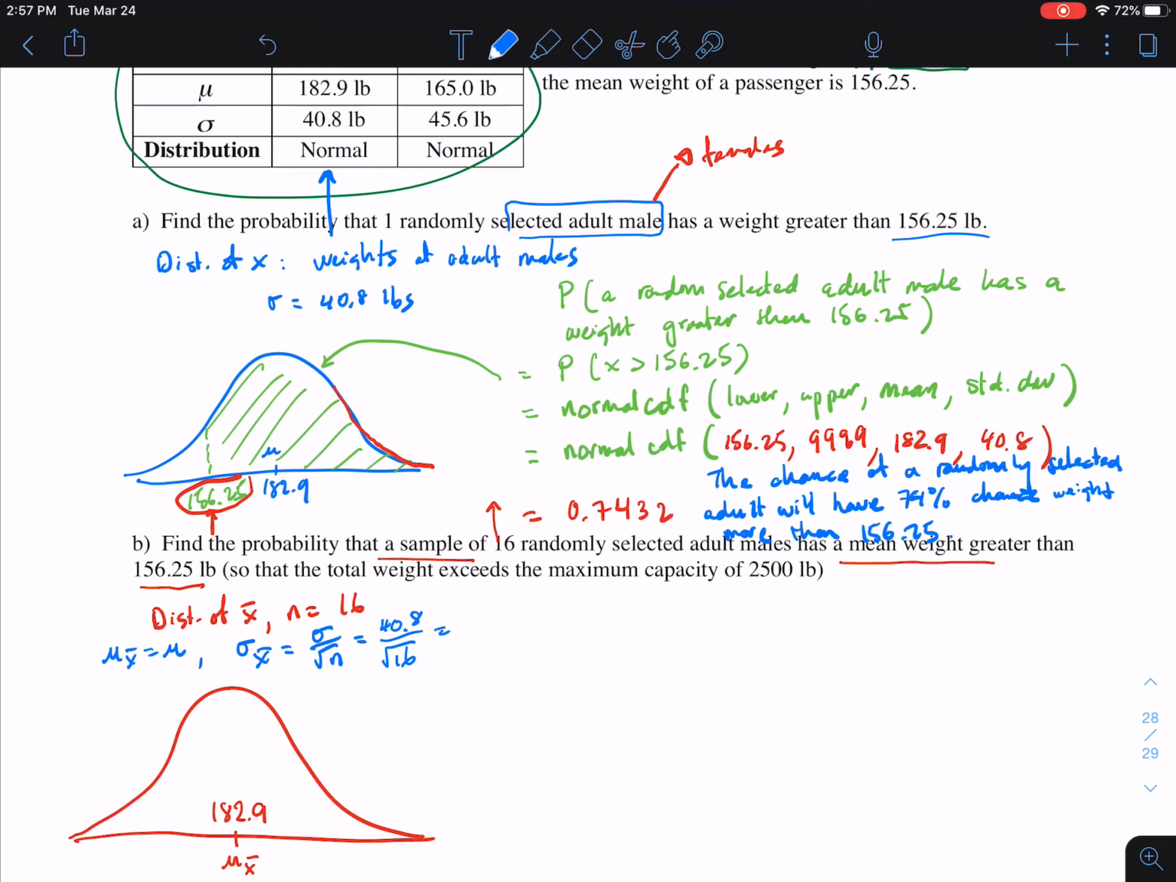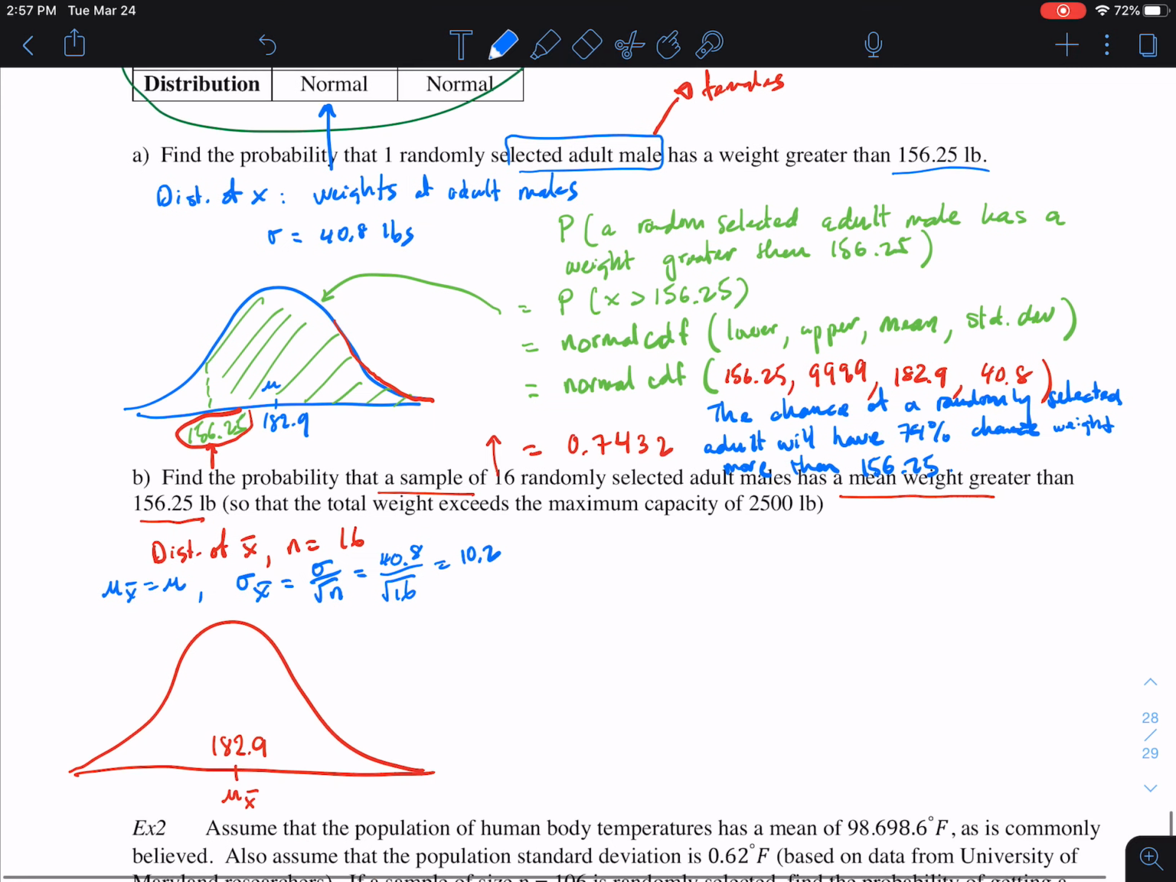And let's see what that would be. 40.8 divided by 4, so 10.2 will be the standard deviation for the distribution of sample means of all groups of 16 adult males. Okay, so this would be that distribution. So now we're asked to find what would be a chance.